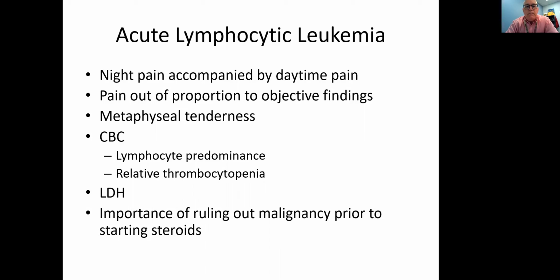When I was first starting in fellowship, there was this teaching that in some places nobody with systemic JIA should start steroids without a bone marrow. I don't think anybody really does that anymore, but you have to go through the process of thinking about this. So ALL is by far the most common.